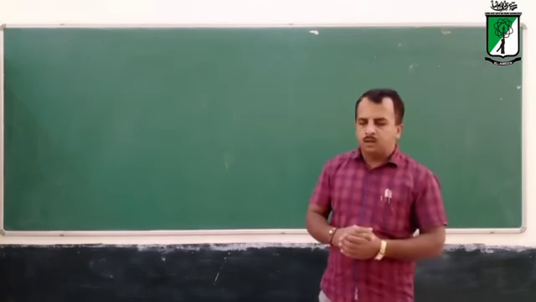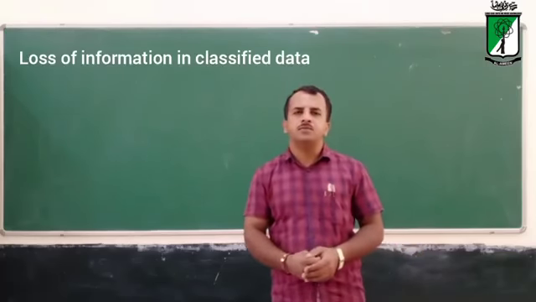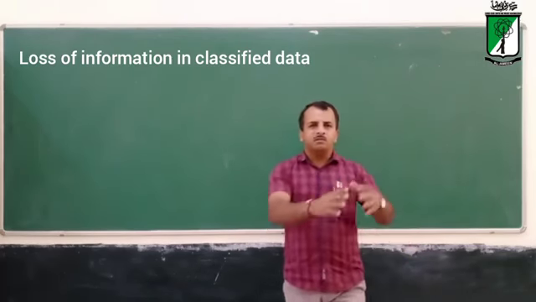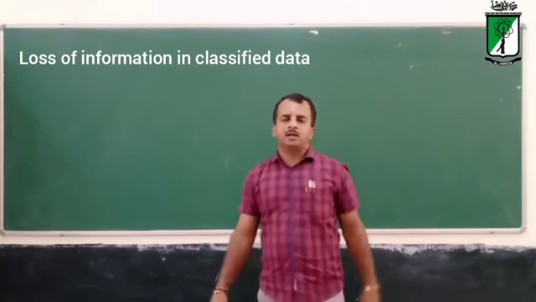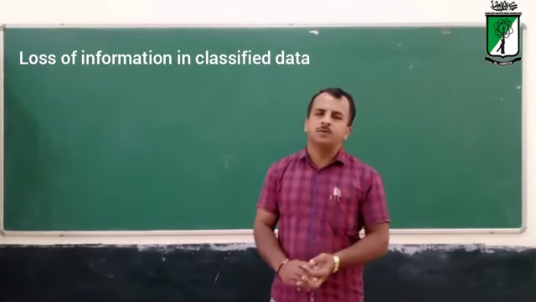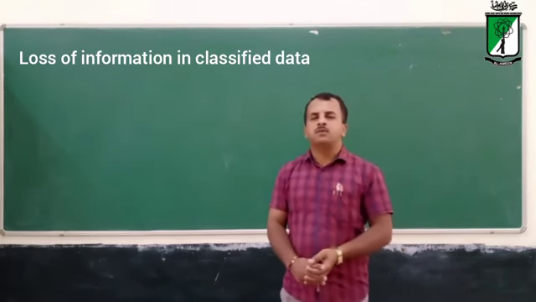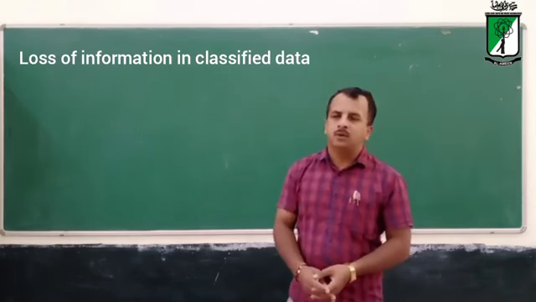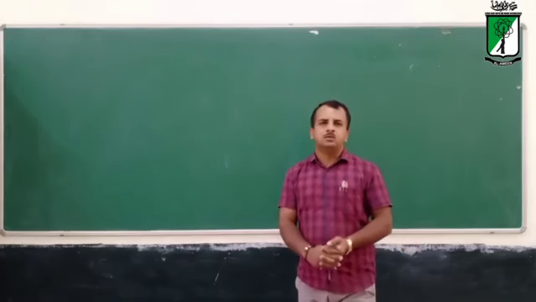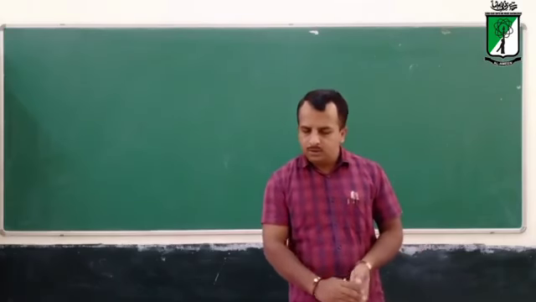Then I also explained about loss of information under classified data. When we classify the data, when we convert raw data into classified data, there may be chances of loss of information. I explained that also with an example, how there is a chance of losing data. So while classifying the data, some information may get lost. That is what we call loss of information.